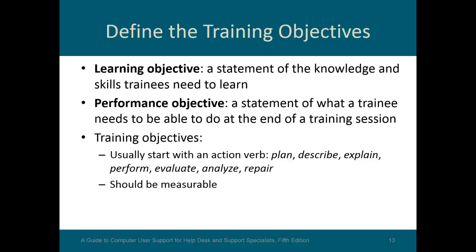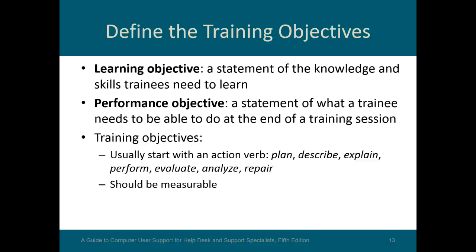So you should always give them a learning objective, which is just a statement of the knowledge and skills that the trainees need to learn. And then the performance objective, which is just a statement of what the trainee needs to be able to do at the end. So, my learning objective might be, I want to give you the knowledge about how an engine works, and at the end you need to be able to rebuild this engine or something like that. And again, you can move that to the PC as well.